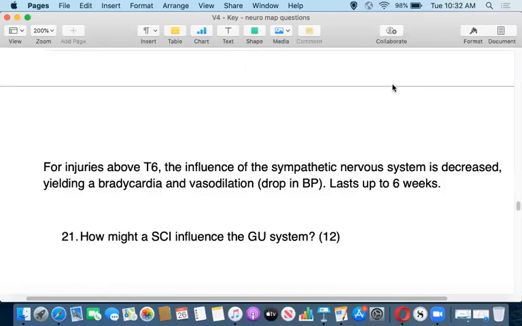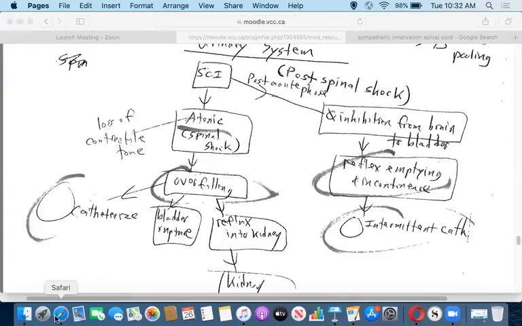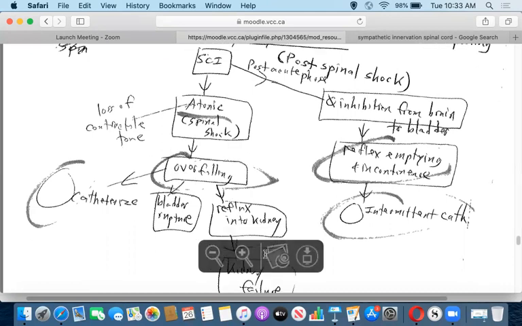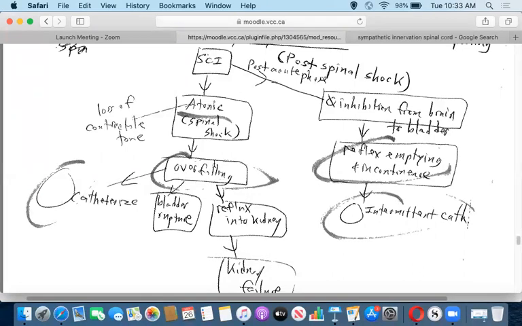All right, so for 21, how might spinal cord injury influence the GU system? We just look at map 12 here to get a quick summary. So you've got a spinal cord injury. Basically, you can have overfilling of the bladder. This can cause reflux into the kidney and cause kidney failure. Basically, the brain's not picking up on the fact that the bladder is full, and the person's not able to sense it.